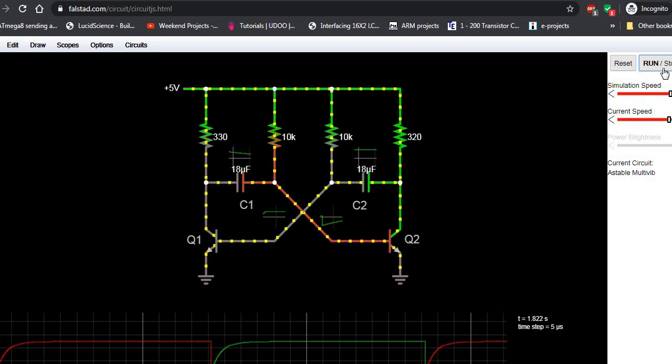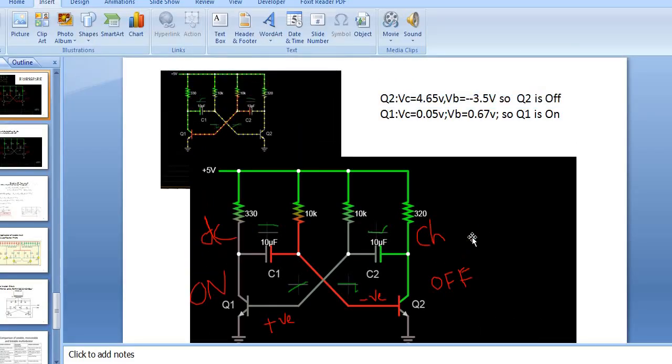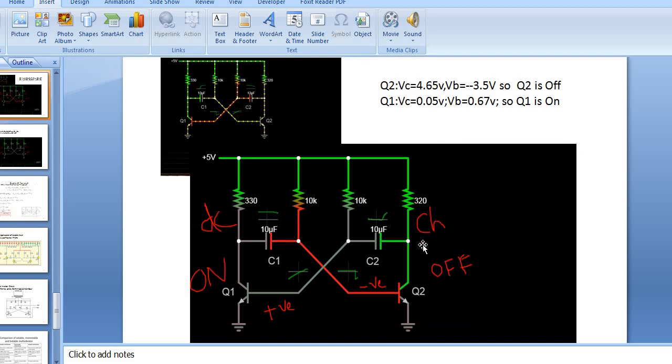Now going back to our discussion, this is one of the situations of the astable multivibrator. Q2's output is 0.65. Why? Because the base voltage is much less, minus 0.35, much less than 0.67. That's why this transistor Q2 is in the cutoff region, so Q2 is off and Q1 is on. Look here, this is Q2, this is Q1. Q2 is off because the base of Q2 is being applied with a negative voltage.